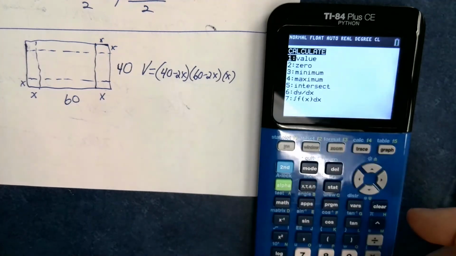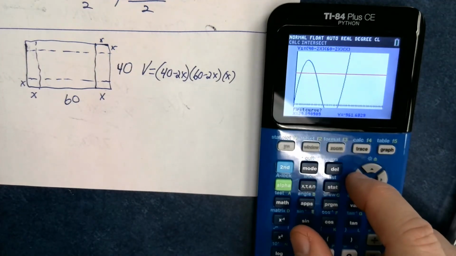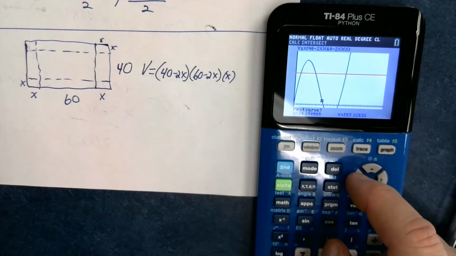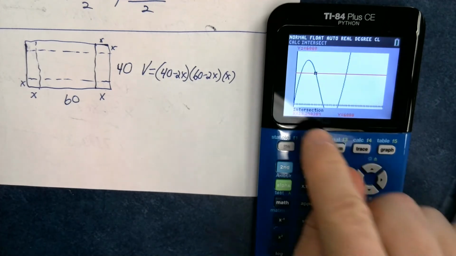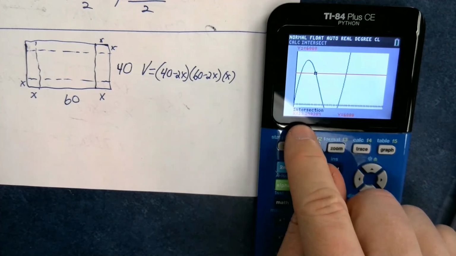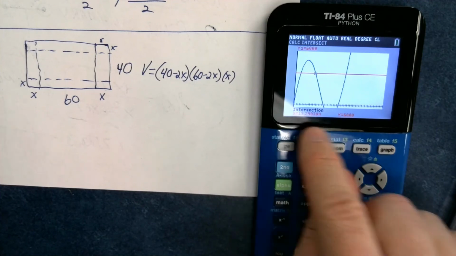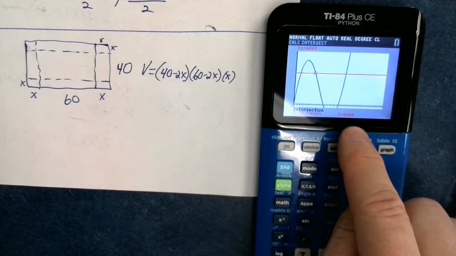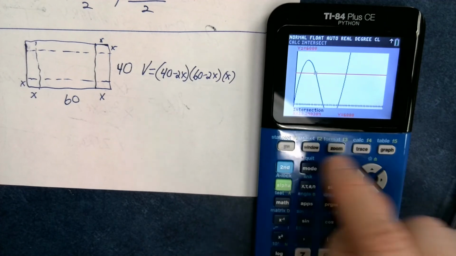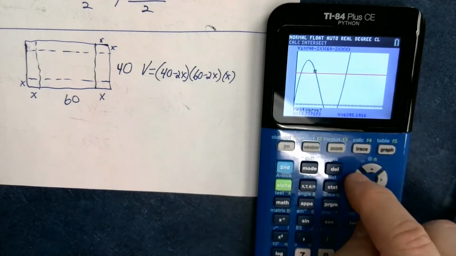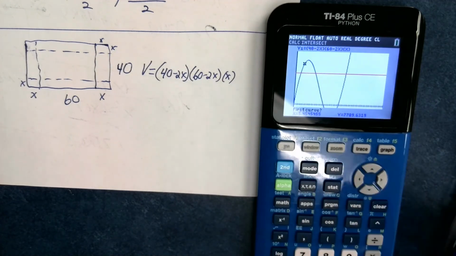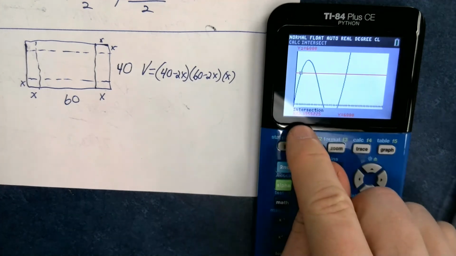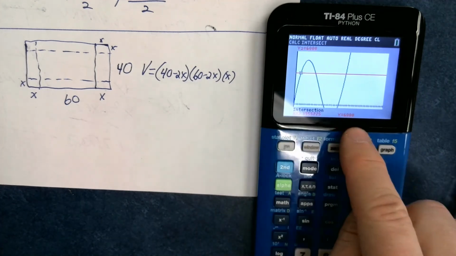Second trace, number 5. Move my cursor over here, enter, enter, enter. And you can see that if I folded my box up 13.2 inches per side, I could get 6,000 cubic inches of space. Or second trace, number 5, move it over here, enter, enter, enter. I could get a 3.39 inch fold to give me 6,000 cubic inches.